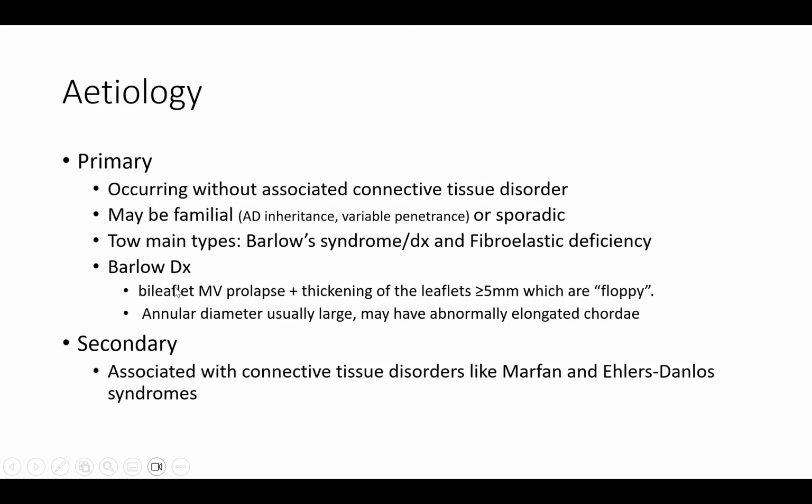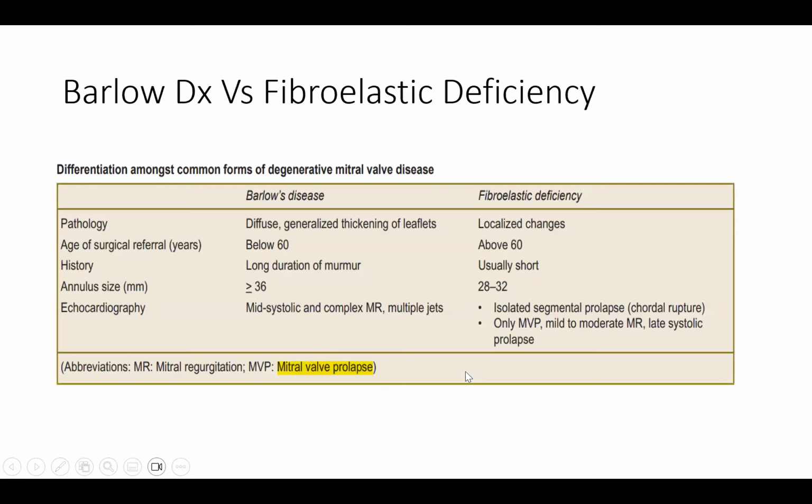In Barlow disease, they have bileaflet mitral valve prolapse, so both leaflets, and the leaflets are thickened and floppy with a very large annular diameter. The normal diameter is about 10 centimeters. Diameter, not area. So they have a very large mitral annular diameter, and they can have abnormally elongated chordae, which allow the leaflets to bulge into the LA. There's a lot of room for it to move. While the secondary is associated with connective tissue and collagen vascular diseases like Marfan.